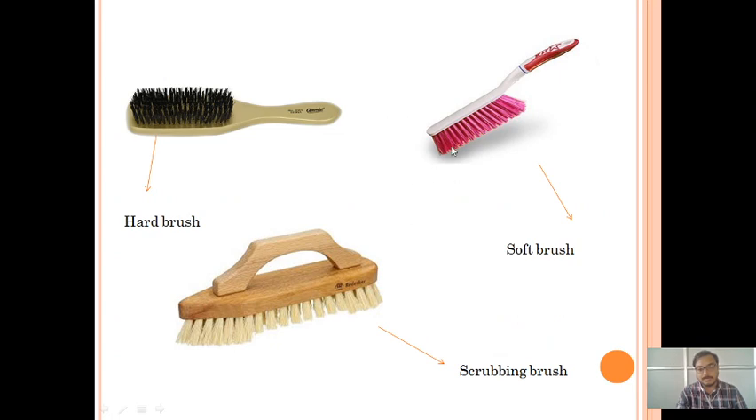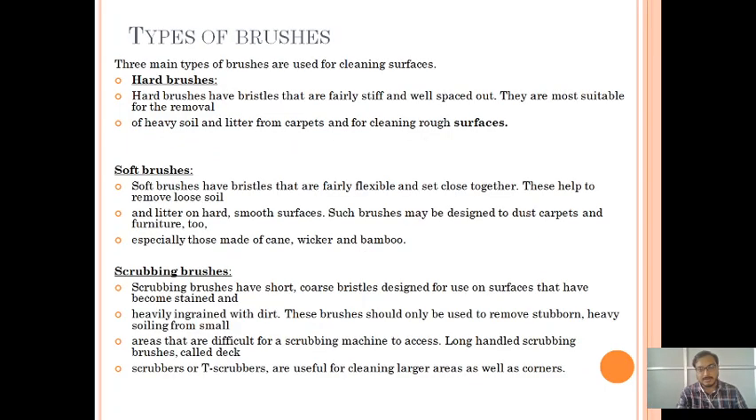So you can see soft surfaces. In soft brushes, these bristles are inserted closely, whereas in hard brushes, you can see there are some gaps in between. So that is the one small difference between a soft brush and a hard brush. Otherwise, you can find out by just touching the bristle.